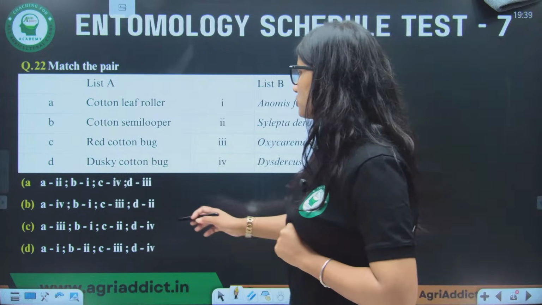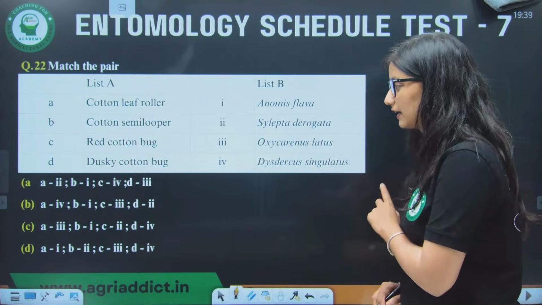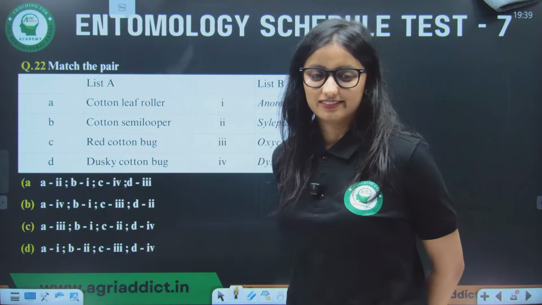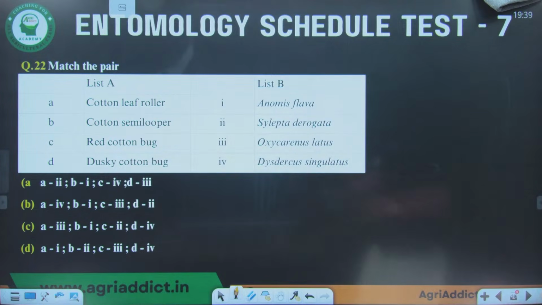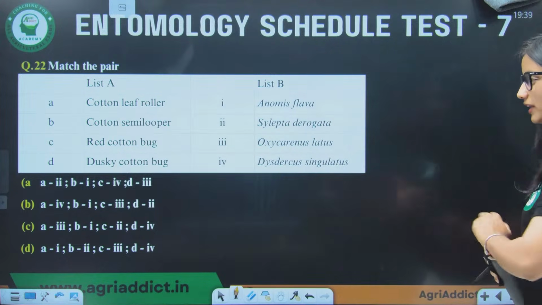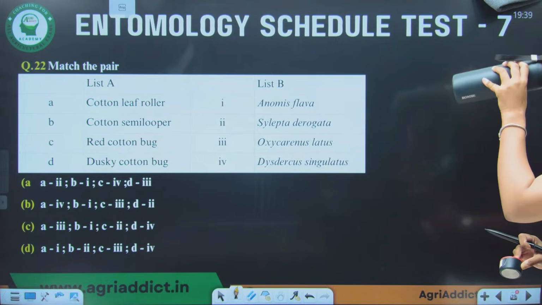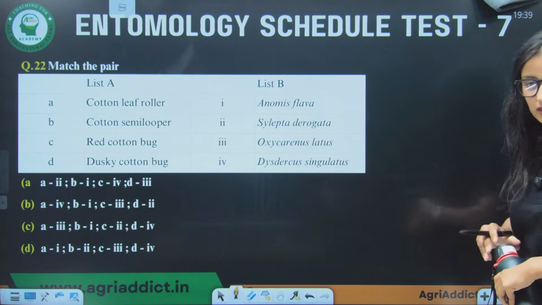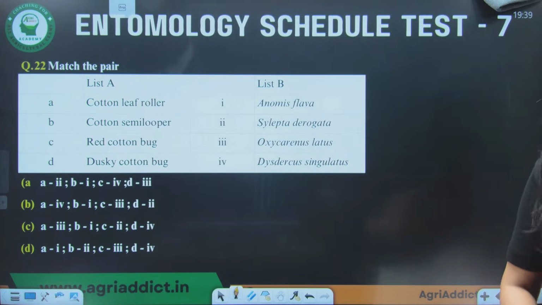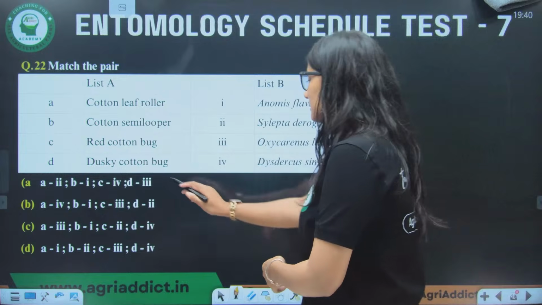Now match the columns. It should be correct now. Answer quickly. What is it? Is it A? Okay, A is the correct answer.